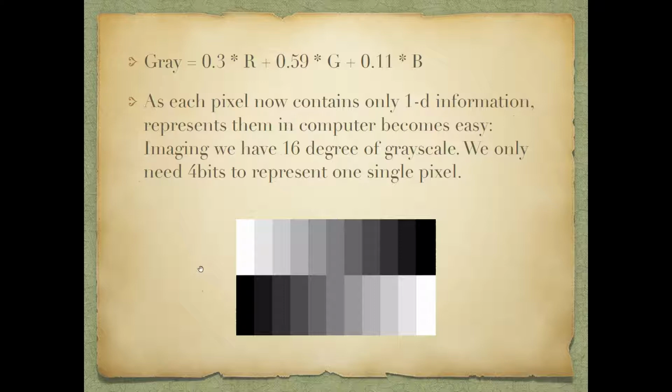Here I show you the formula of the gray intensity computation. And by that, now we can represent each pixel in just 1D information. It would be very convenient for us to represent that in the computer. Imagine we have 16 degrees of grayscale. Now we only need 4 bits to represent them in one single pixel.